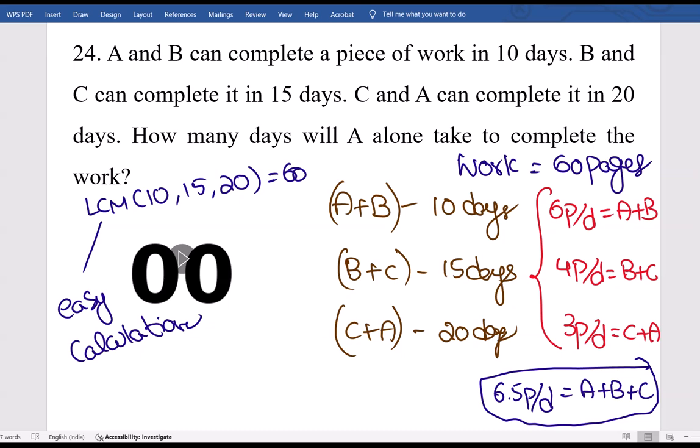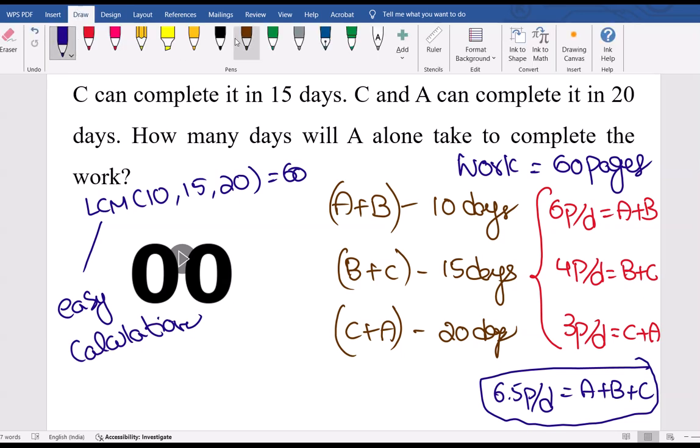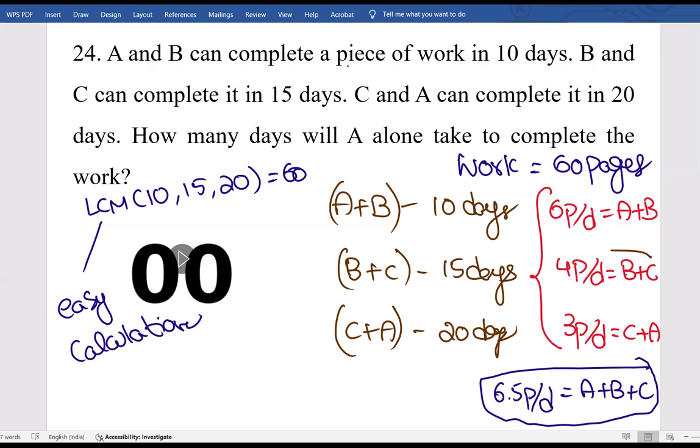Okay, but what is the question they are asking? A alone. Now listen, how can you calculate that? See what B and C can type. B and C can type 4 pages. A plus B plus C is 6.5. Then A can complete 2.5 pages per day. Do you agree with that? A plus B plus C is 6.5, B plus C is 4, then A must be 2.5.